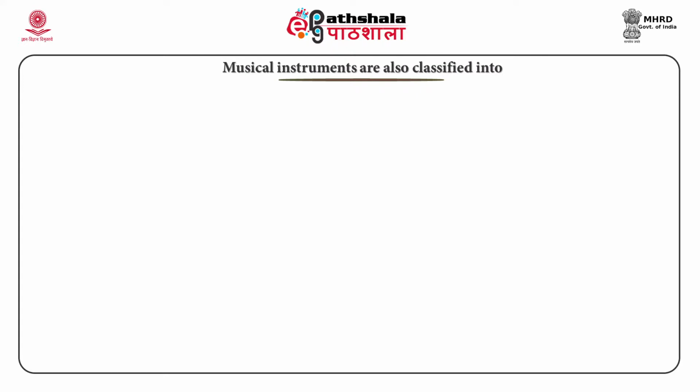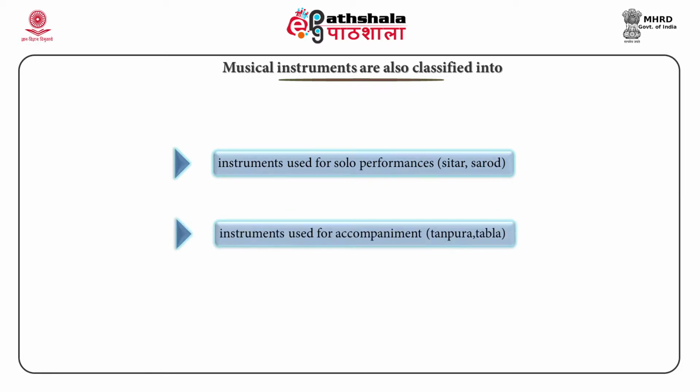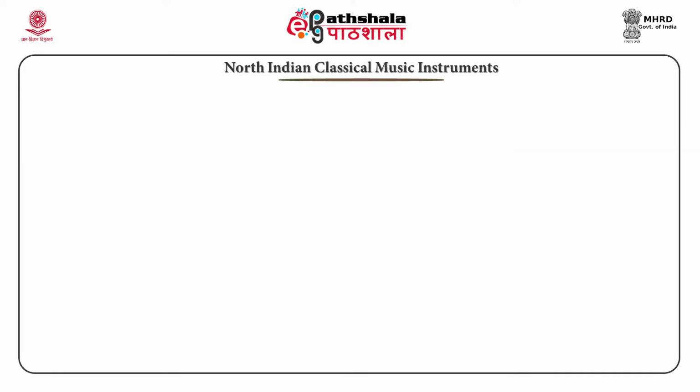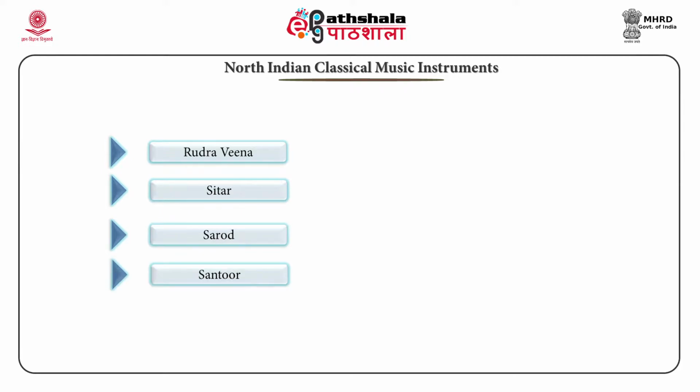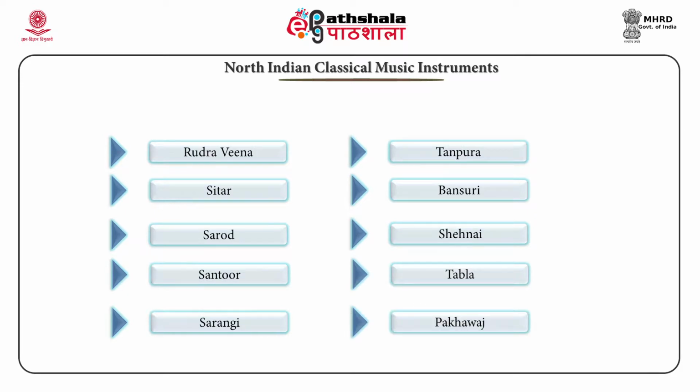Musical instruments are also classified into instruments used for solo performance, that is sitar, sarod, etc., and the instruments used for accompaniment, that is tanpura and tabla. The commonly used North Indian classical musical instruments are Rudraveena, Sitar, Sarod, Santoor, Sarangi, Tanpura, Bansuri, Shehnai, Tabla and Pakhavaj.